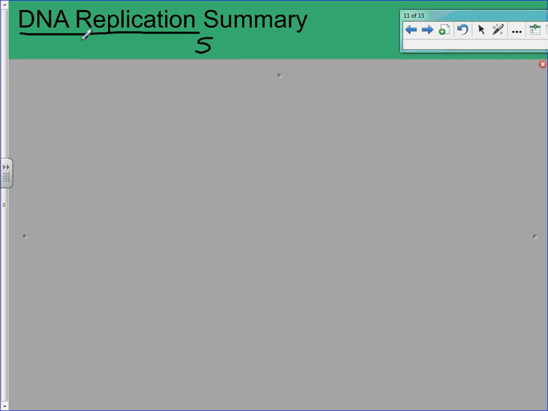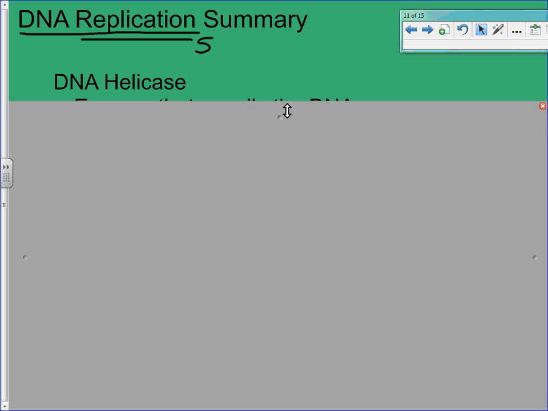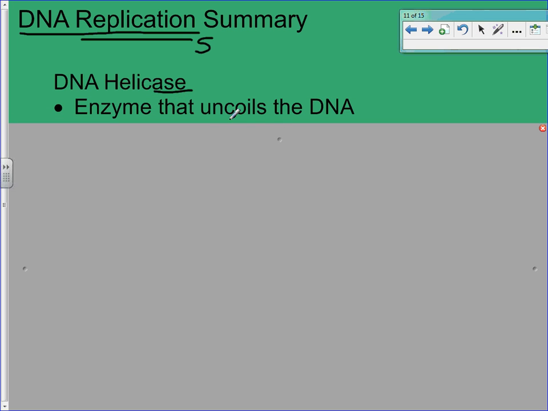So there's a DNA helicase, that is an enzyme. Its main job is to uncoil the DNA. So remember, DNA is a double strand, and it's twisted around. And so this helicase uncoils it, and then it also splits it. So imagine it's kind of like a zipper. It uncoils the strand, and then it splits apart the two sides.